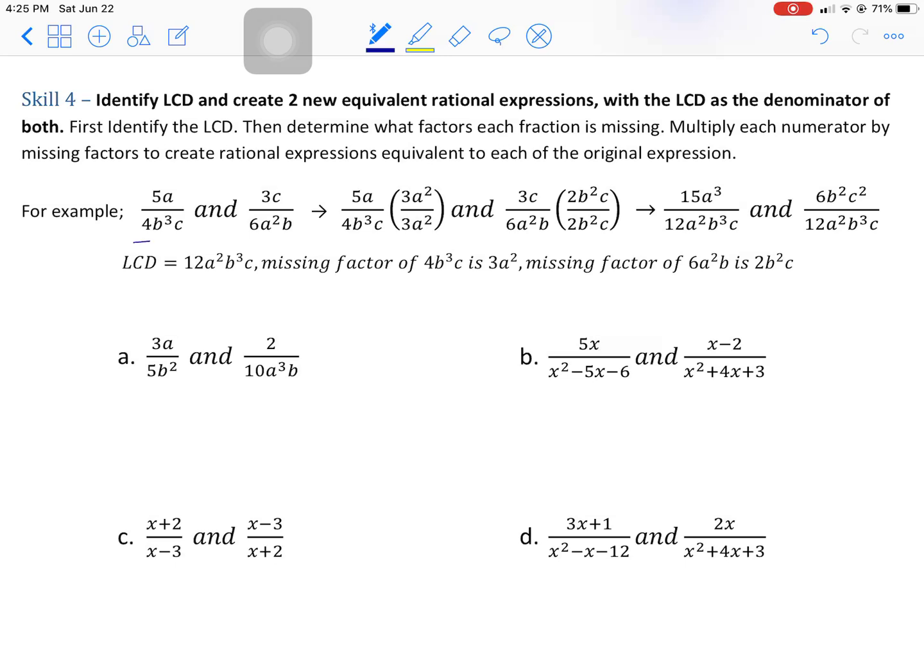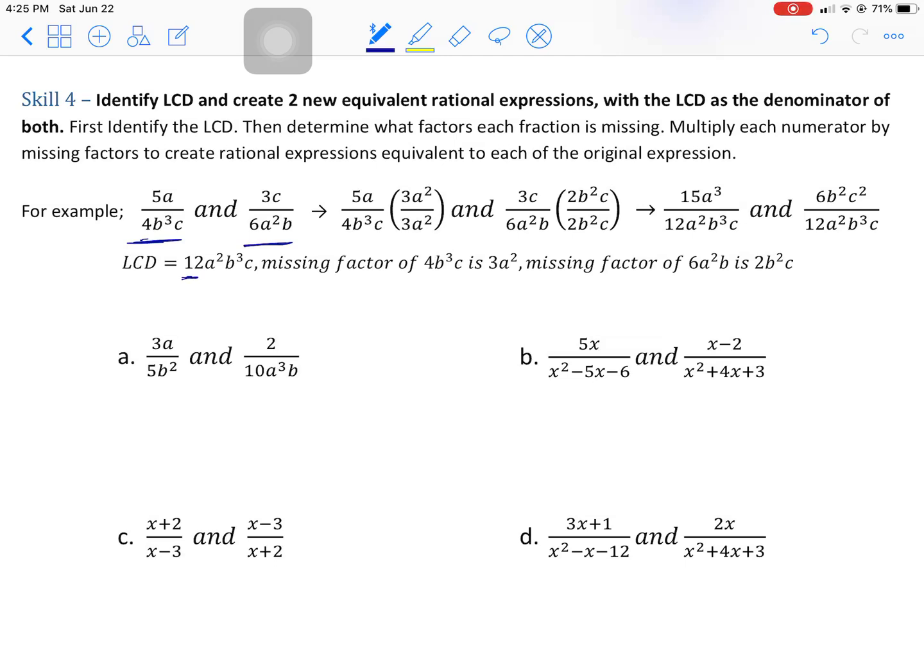So look at this here. Here's a rational expression. Here's another one. What would be the LCD for these? Well, look at these. So I got a 4 and a 6. What's the LCD of a 4 and a 6? Well, that was 12, right?